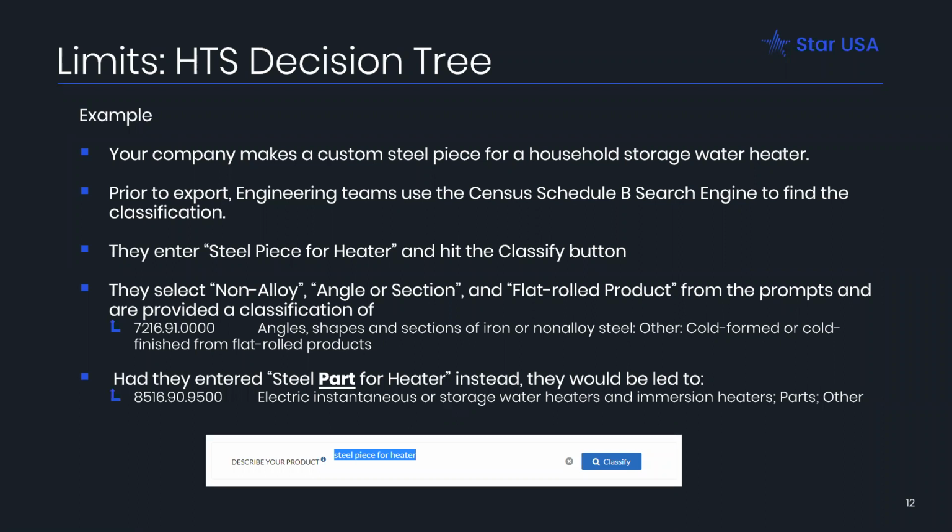The tool can only provide you options. And this tool in particular didn't show me the other options. There's nowhere to get to 8516 by typing in steel piece for heater.